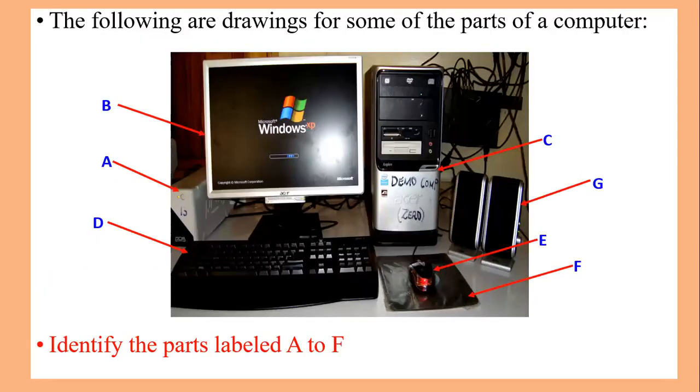The following is therefore a drawing of some of the parts of a computer. And these parts are labeled as A, B, C, D, E, F, G. The question is, what are the names that you can give to those labeled parts?